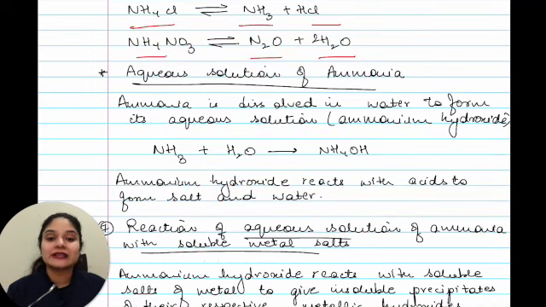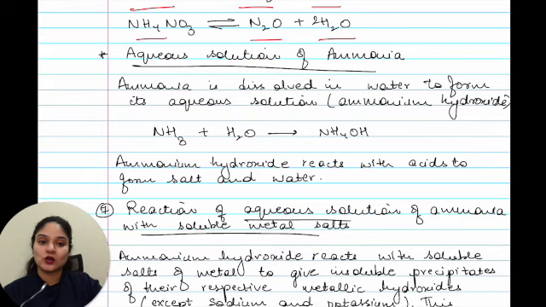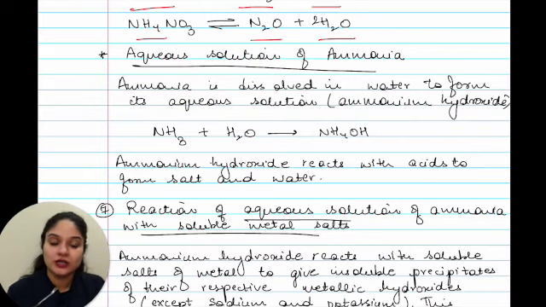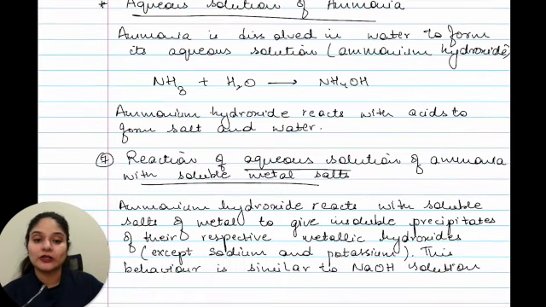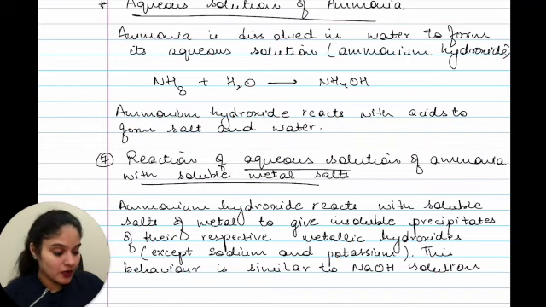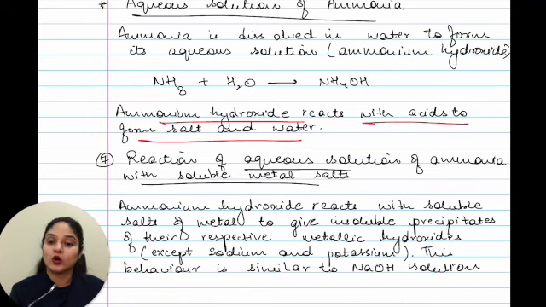Aqueous solution of ammonia: ammonia is dissolved in water to form an aqueous solution. So NH3 plus water gives you NH4OH, ammonium hydroxide. Ammonium hydroxide reacts with acids to form salt and water.